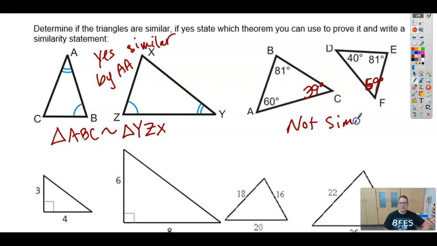Now, if they're not similar, you don't need to tell me by which theorem, and you do not need to tell me the similarity statement. Just say they're not similar.